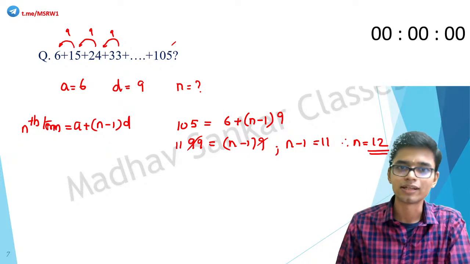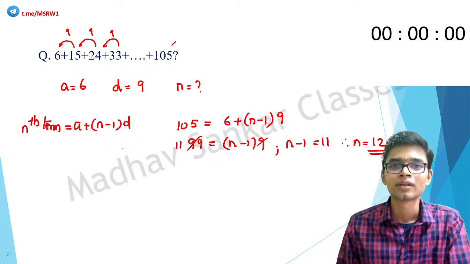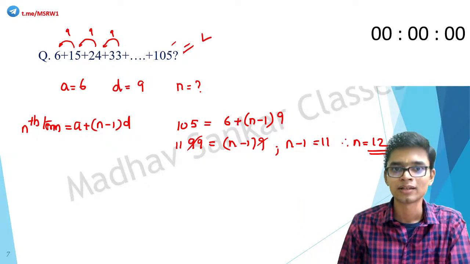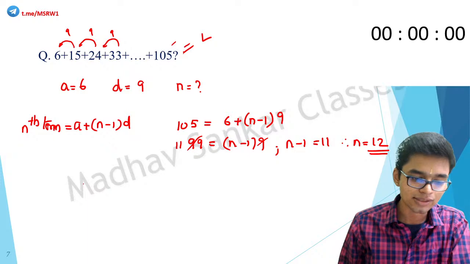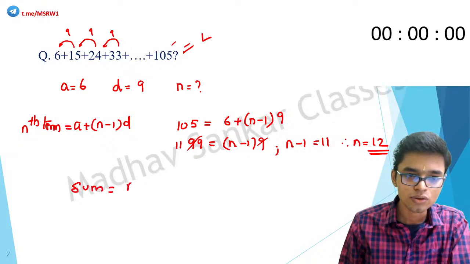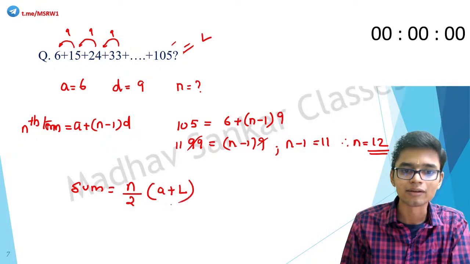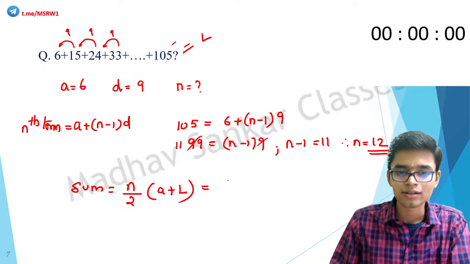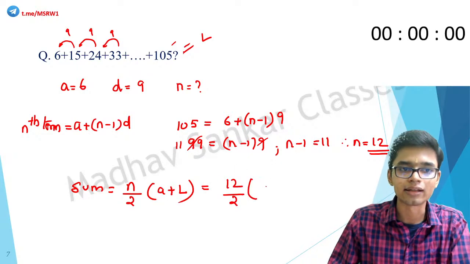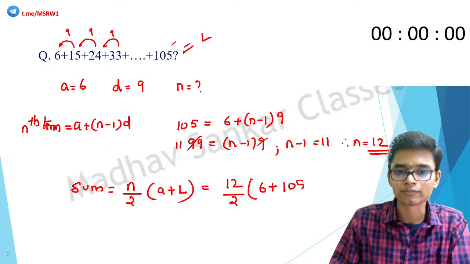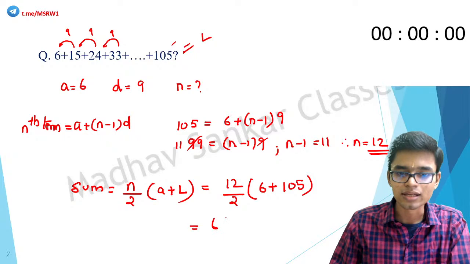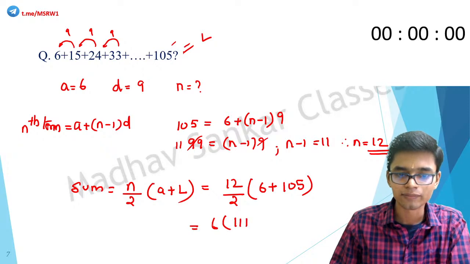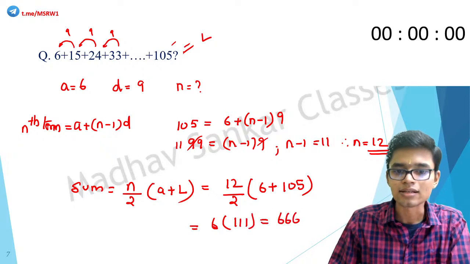Now we simply put this into the sum of the AP. And since we have the last term, 105 is also L here because it's the last term, we can directly use this formula. Sum of this series is equal to n by 2 into a plus L. Again, that same formula that I had taught you earlier. What is the value of n? 12 divided by 2 into a, which is 6, plus L, which is 105, is equal to 6 into 111, which is equal to 666.